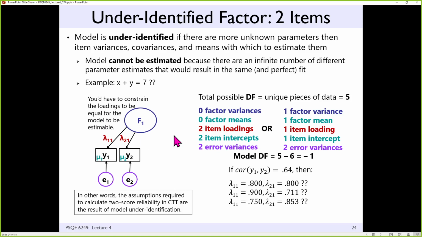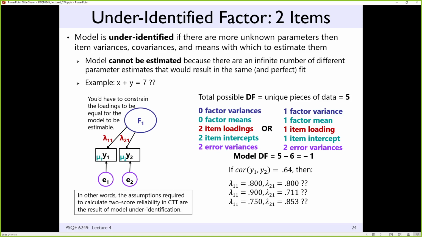And where the problem boils down to is the loadings. So if you think about what the job is of each of my parameters in terms of recreating the original data, the job of the intercepts, which are estimated, is to recreate the means. The job of the error variances is to recreate the total variances in the data. The job of the factor loadings is to recreate the covariances. That's where the problem comes in. Everything else has an even match. So I've got 2 loadings that are trying to recreate 1 covariance, and that's why this is broken.